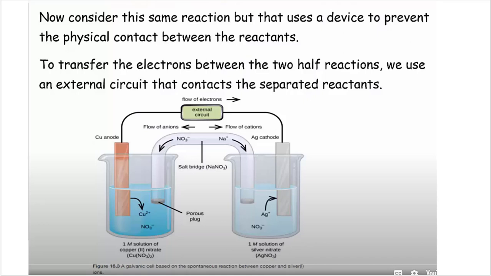So consider this same reaction, but one that uses a device to prevent that physical contact between the reactants, and the transfer of electrons between the two halves occurs through a wire and external circuit that contacts the separated reactants. So let's look at this very carefully. So let's go through and draw this together, what we've got here.